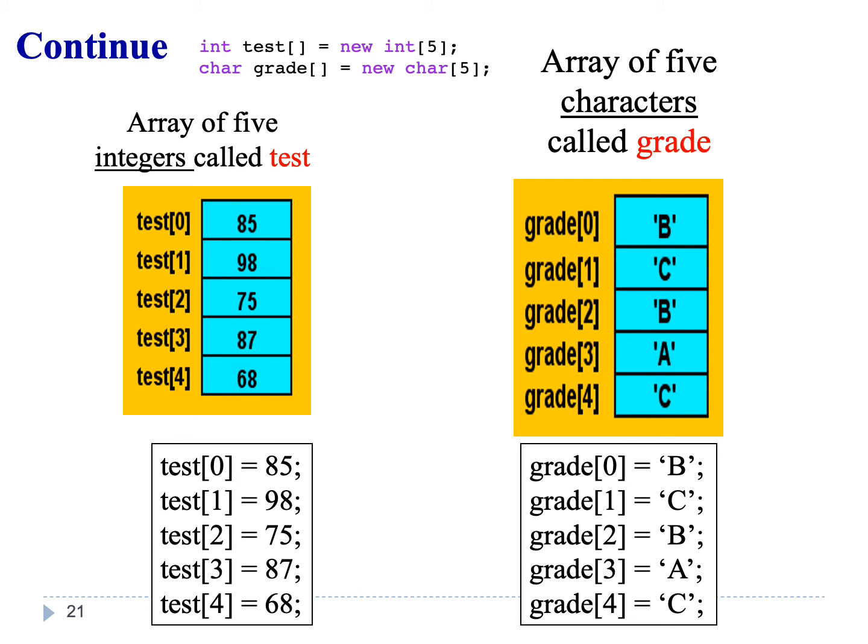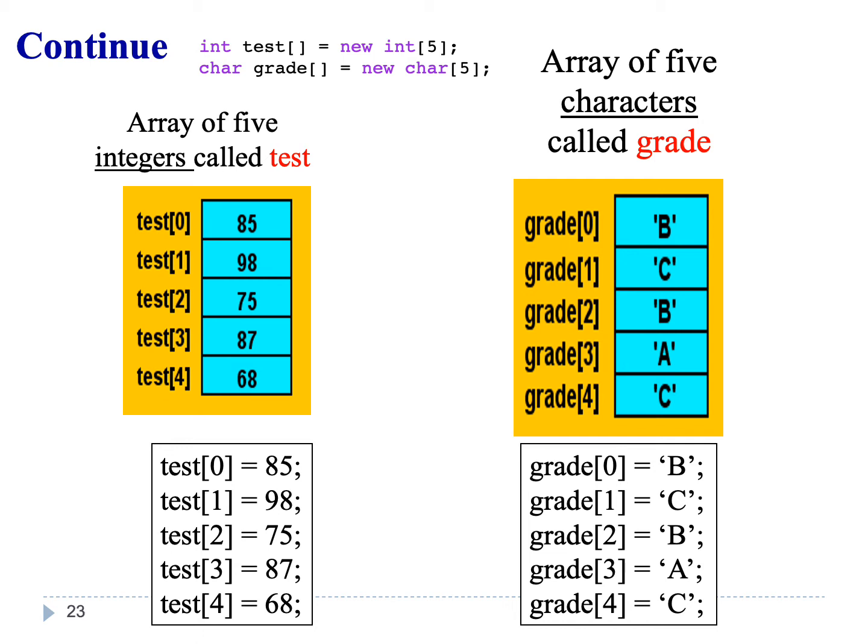Let's look at this example. Here we have array of 5 integers called test, and also array of 5 characters called grade. So we would create our array by writing int test square bracket equal to new int 5, say that we want the size of it to be 5, and also char grade square bracket equal to new char 5. We assign any values at any of our component by writing the array name, then within the square bracket is the index, then the equal sign, and then the value of it. For example, for test at index 0, we want to give it the value 85, so we would write it as test square bracket 0 equal to 85.